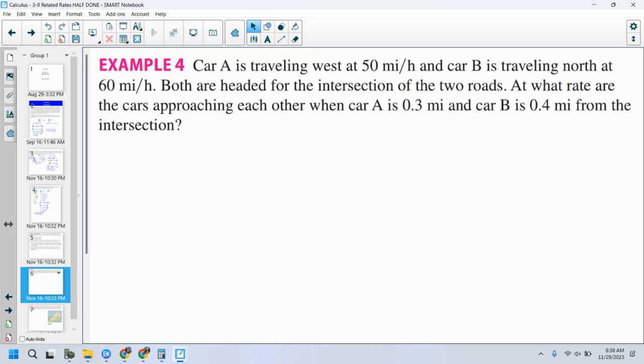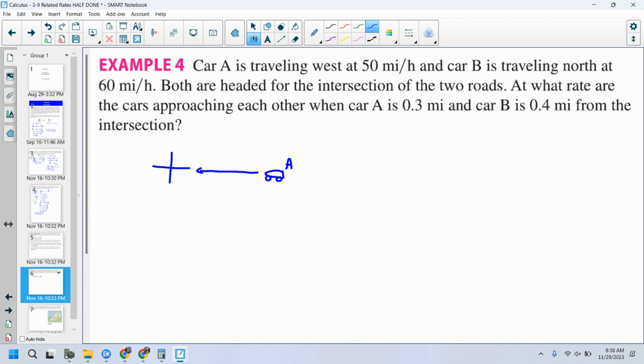All right, now let's draw a diagram. Okay, car A is traveling west at 50 miles per hour. So we see this intersection here, right? We have this intersection. Car A is traveling to the west. So here's car A. Car A is traveling west at a rate of 50 miles per hour. Since they're both going at each other, I'm going to treat their rates as negatives.